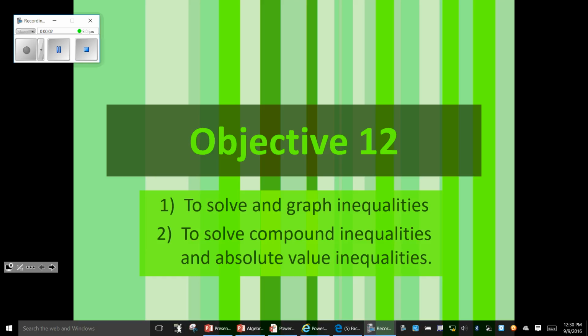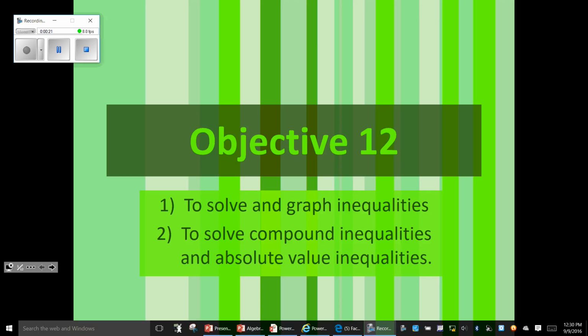Okay, so we're going to talk today. This will be objective 12. We are going to solve and graph inequalities, and we are also going to solve compound inequalities and absolute value inequalities.